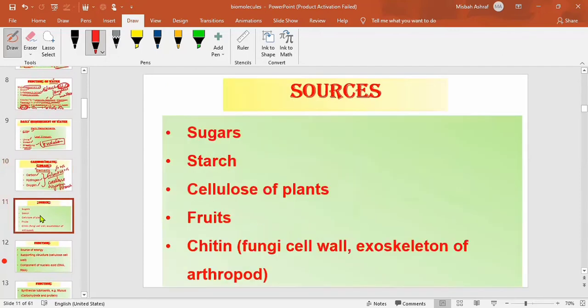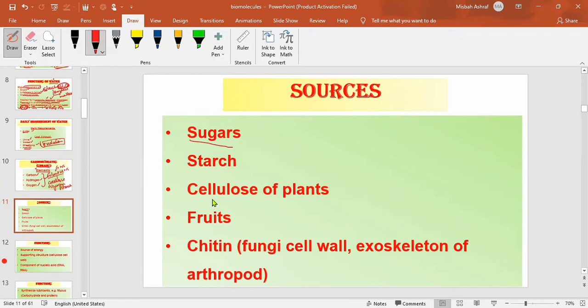Okay, next are the sources from where we can obtain the carbohydrates. Sugars like glucose, maltose, lactose. Lactose is present in milk, so there we can obtain lactose, and starch is present in wheat, rice, and potato. Sugars are also present in fruits. Sugar cane has cane sugar in it, and maltose is present in malted foods.